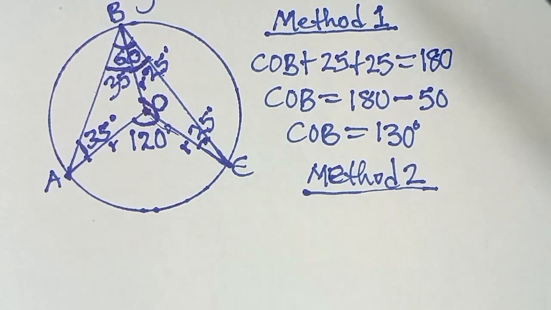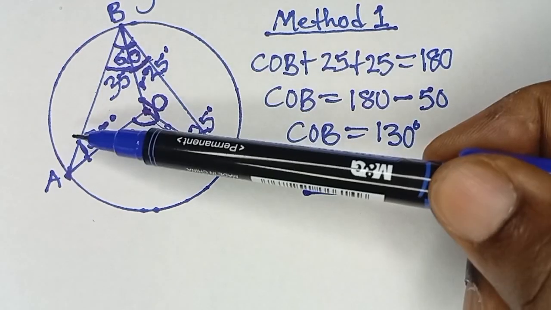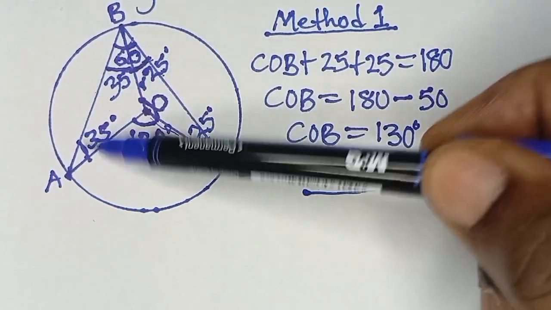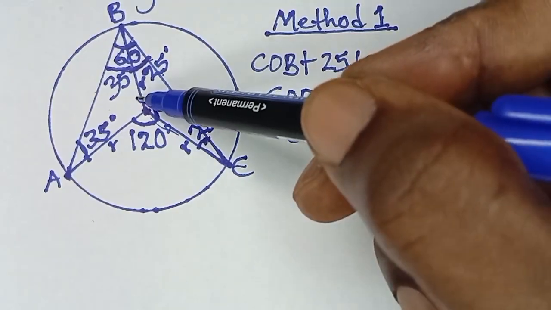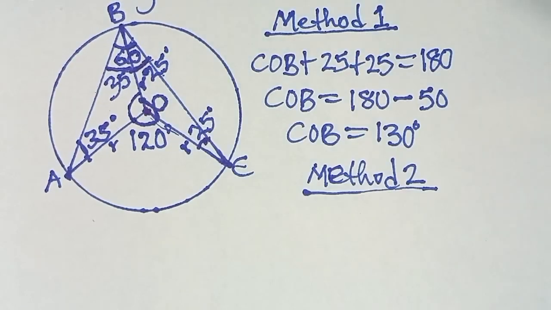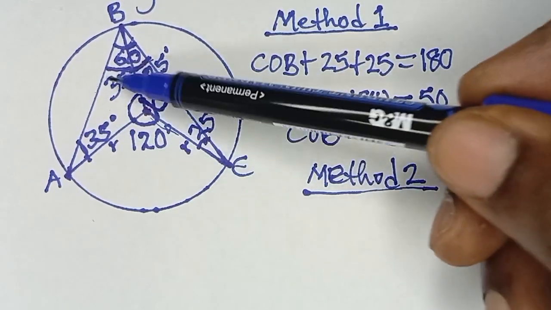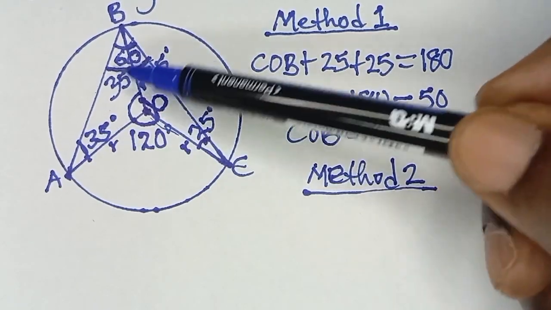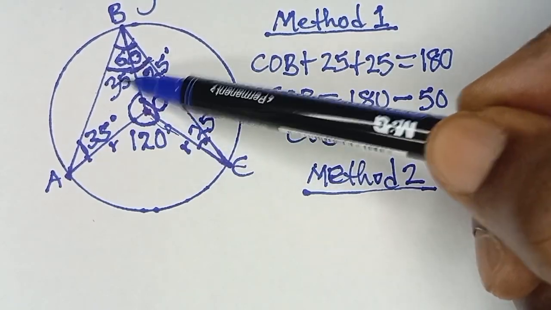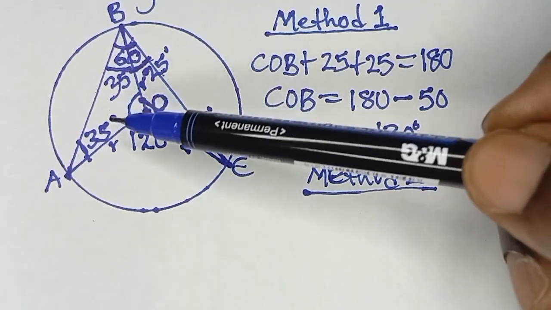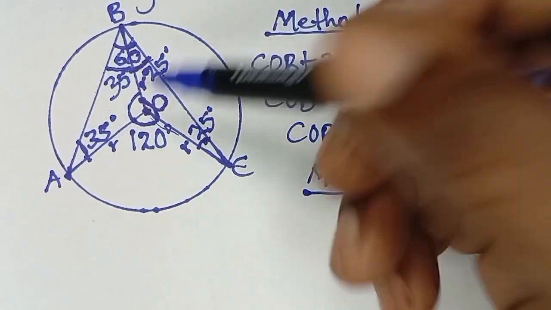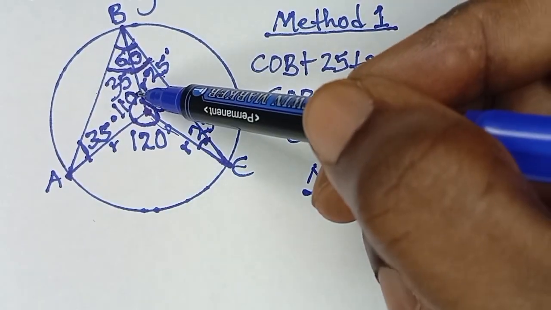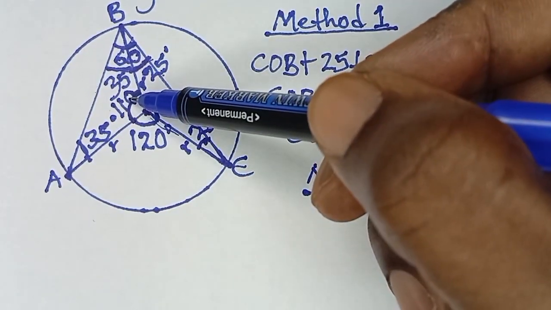Now, the second method I want us to look at is this. This angle is 35 and this angle is also 35 because they are both base angles. So from there we can get this angle here. How do we get the angle? Sum of angles in a triangle is 180. So if this is 35 and this is 35, which make 70, then this remaining one here will be 180 minus 70, and that will give us 110. So this angle here is 110.